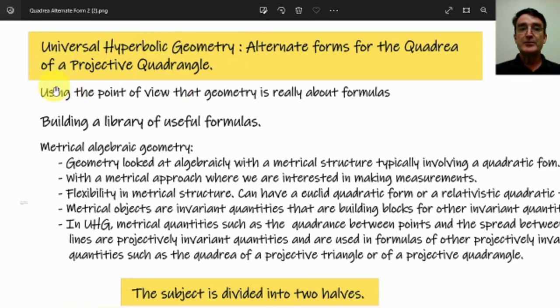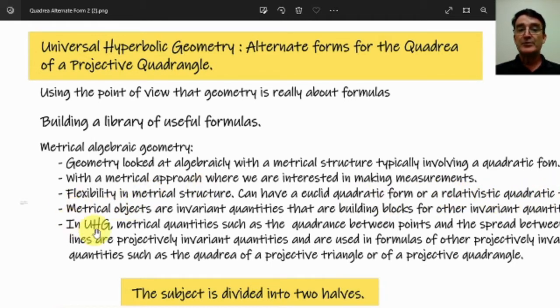In universal hyperbolic geometry, we are using the point of view that geometry is really about formulas, and we're building a library of useful formulas. It is a metrical algebraic geometry. So it is geometry looked at algebraically with a metrical structure, typically involving a quadratic form. With a metrical approach, we are interested in making measurements and making computations. There's a flexibility in the metrical structure. We can have a Euclidean quadratic form or a relativistic quadratic form.